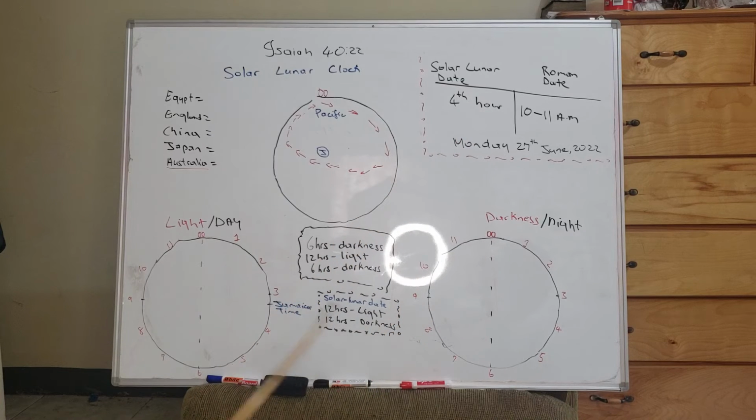So as you can see, I'm having light here in Jamaica. It's the 27th of June. In China, they're having darkness. It's still the 27th of June. Now let's go to Japan.